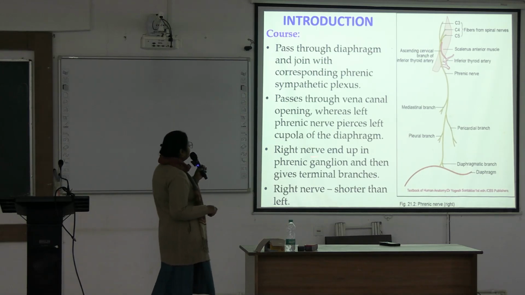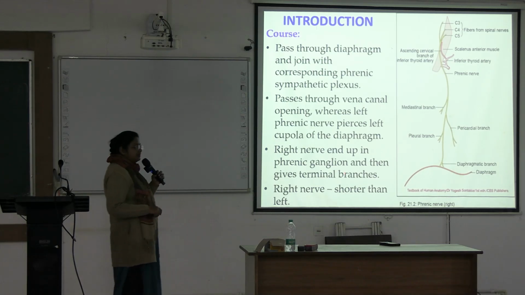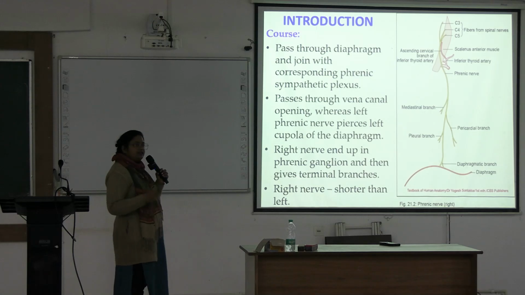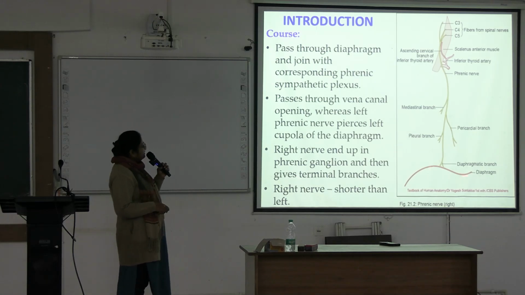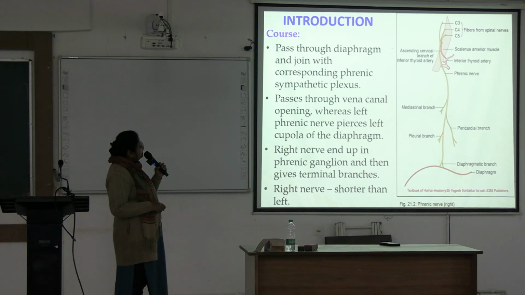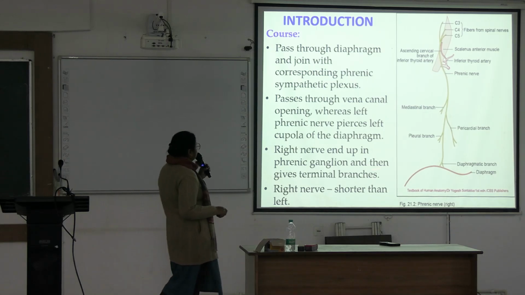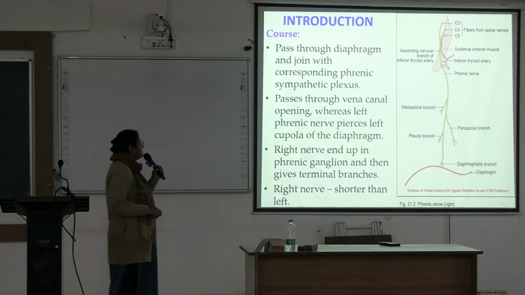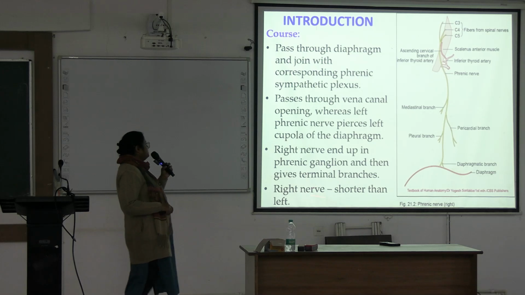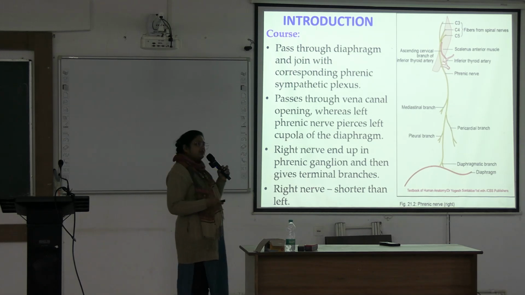Right phrenic nerve ends up in phrenic ganglion and then gives terminal branches here. Here it is piercing the diaphragm and giving branches. And in the course it is giving mediastinal branch, pleural branch, pericardial branch. Okay. So right phrenic nerve ends up in phrenic ganglion and then gives terminal branches, and right phrenic nerve is shorter than the left one.